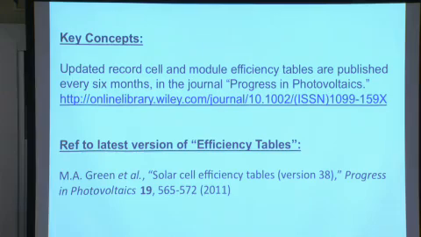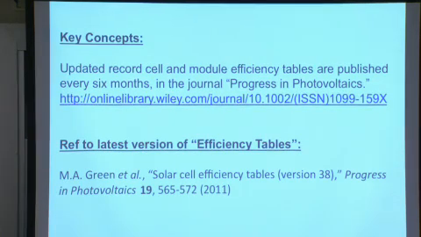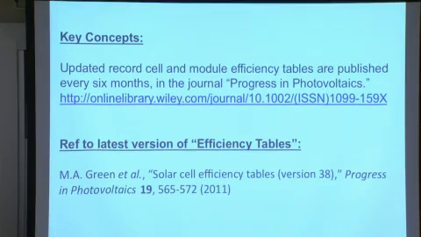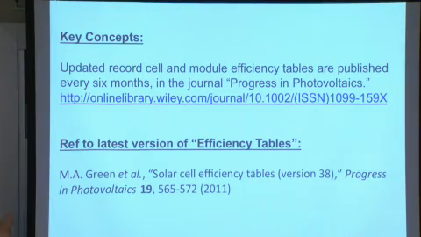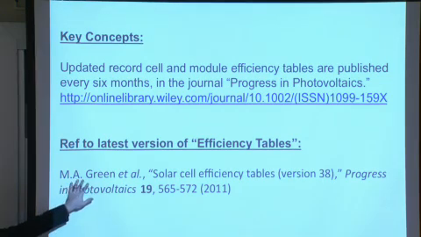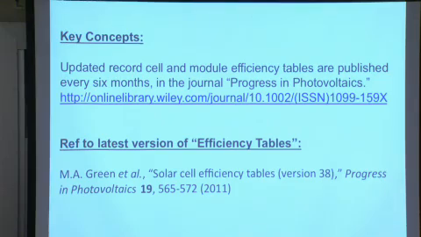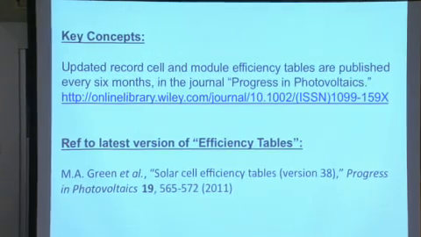My go-to place is Progress in Photovoltaics. It's a journal in the PV field. And every 6 months, PIP, also Progress in Photovoltaics, comes out with solar cell efficiency tables led by one of their editors, Martin Green, professor at the University of New South Wales in Australia. The latest edition that I could find was version 38. I believe this was from June or July, this summer. And every 6 months or so, they come out with a new version.